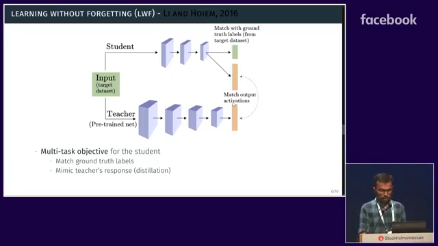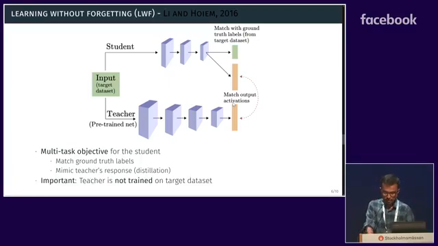And here the student has two objectives. The first objective is to match the ground truth labels of the target data set, which is its primary objective. The secondary objective is to mimic a teacher's response on the target data set. But the important point here is that the teacher is not trained on the target data set. So the teacher is a generic pre-trained network.